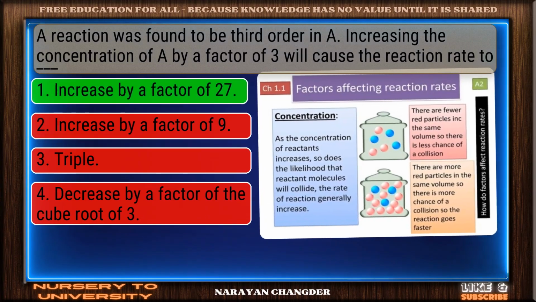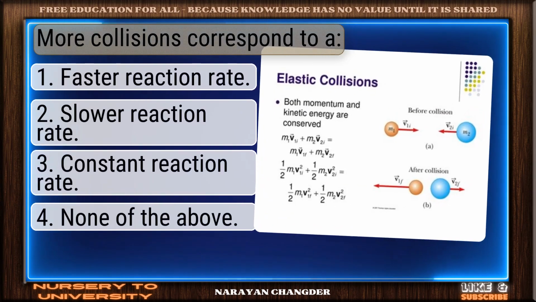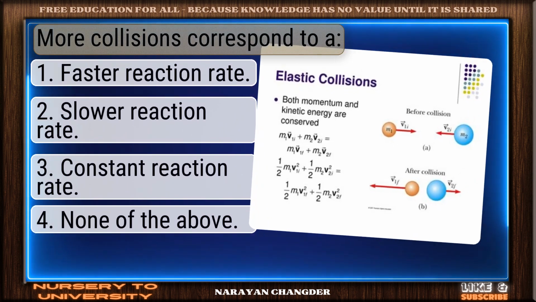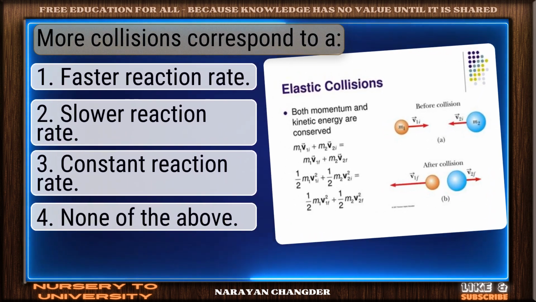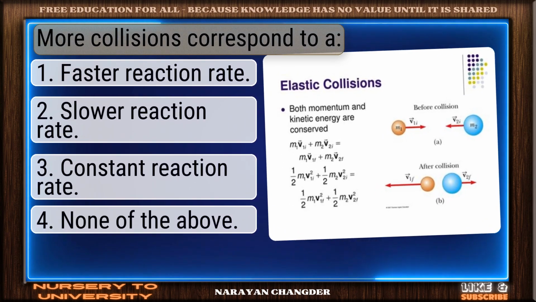Yep, increase by a factor of 27 is correct. More collisions correspond to a dash. Option 1, faster reaction rate. Option 2, slower reaction rate. Option 3, constant reaction rate. Option 4, none of the above.